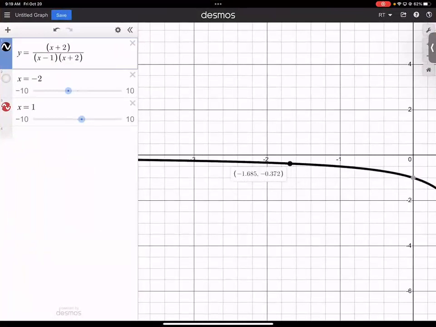But look at this. At -2, if I could get my finger to hold still long enough, dang it.